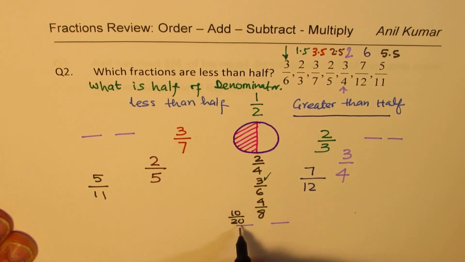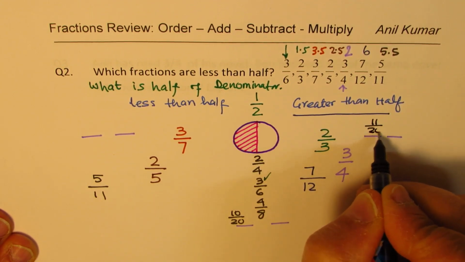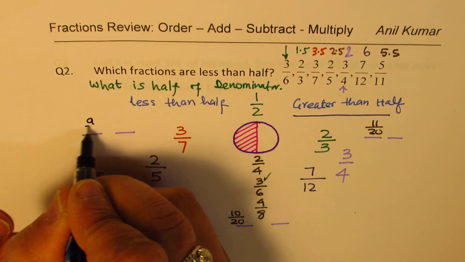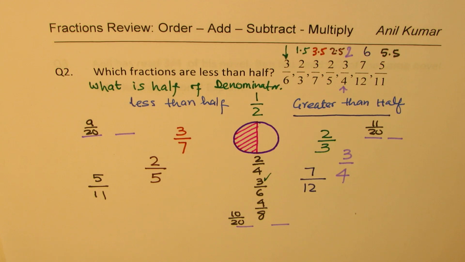That is exactly half, right? But if I write 11 over 20, it comes here, and 9 over 20 will come on the other side. Does it make sense to you? That is what we understand when we say which fraction is less than half. I hope it makes sense. Perfect. Let's move on and look into the next question now.